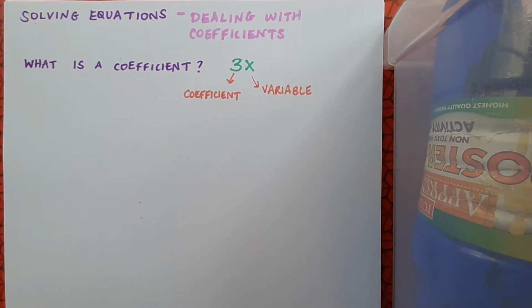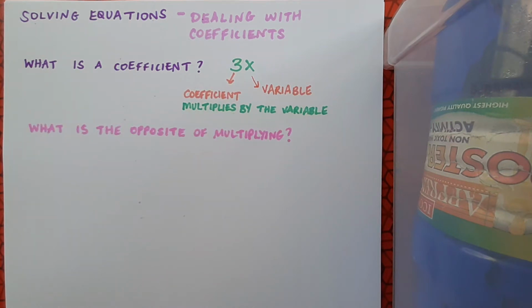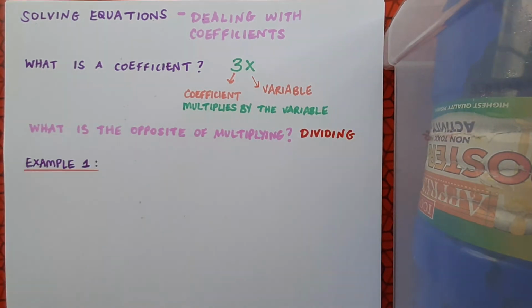Now, what is that coefficient doing? Well, a coefficient is always multiplying by the variable that comes directly after it. And it's important that we know this before we go to solve equations. We also need to know what the opposite of multiplying is before we begin, and I think you all probably know this already. The opposite of multiplying is dividing. So with that in mind, let's look at our first example.